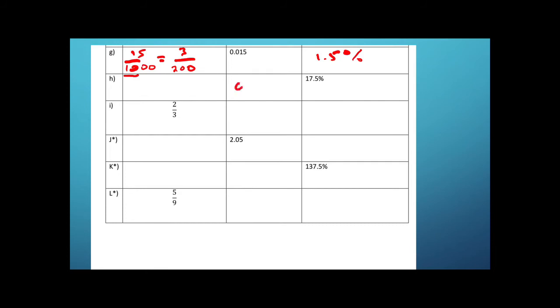17.5% as a decimal, 0.175, that's no problem. So that means it is 175 over 1000. Again, it's clear that both are divisible by 5. How many times does 5 go into 175? Goes in 35 times. And then 5 into 1000 goes 200. It's still divisible by 5, so let's divide by 5 again, which gives us 7 over 40.